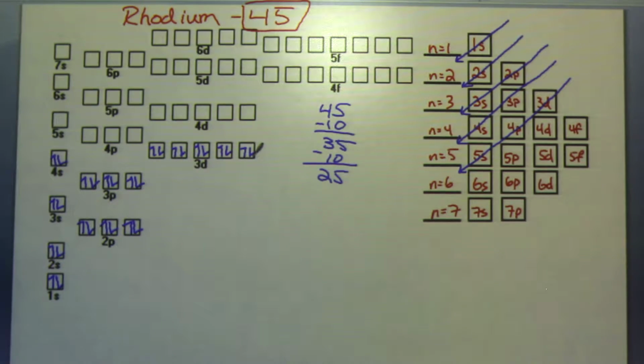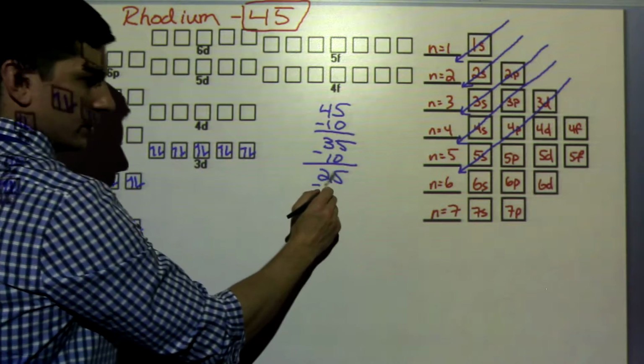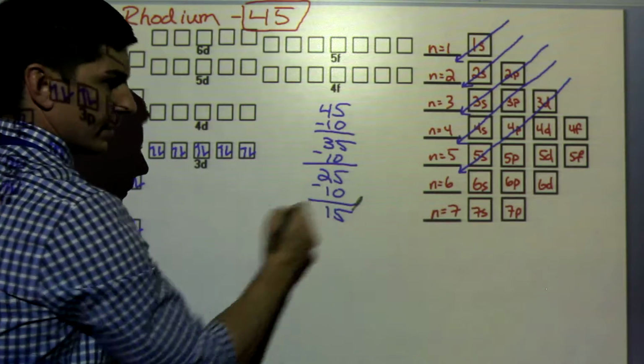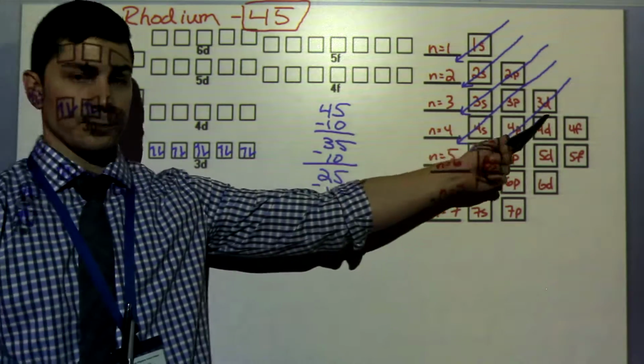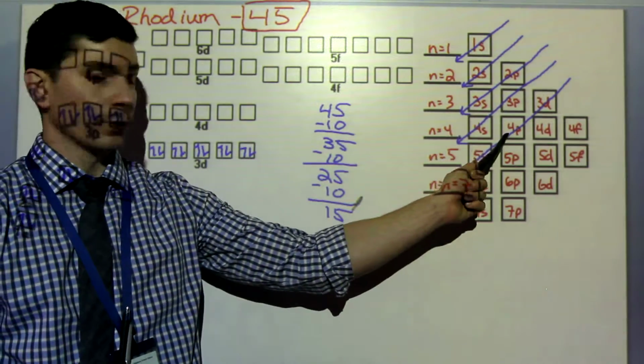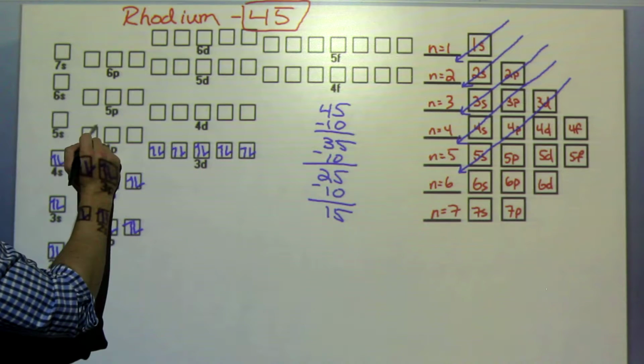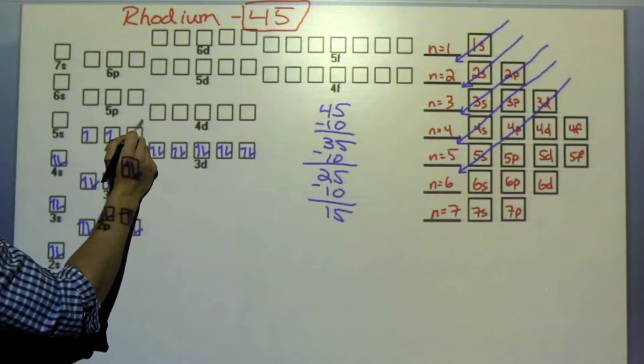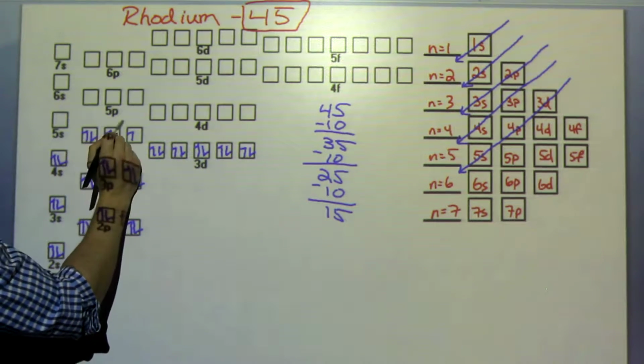So if you notice, there is another 10 we put in just by using 3d. I'm going to subtract those. After 3d, we are going to go to our 4p. Let's put in some 4p. Hund's rule: up, up, up, and then down, down, down.